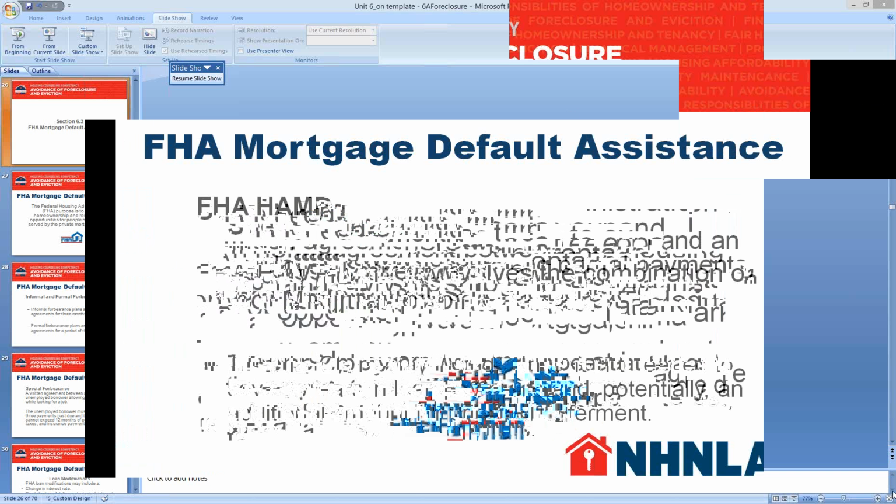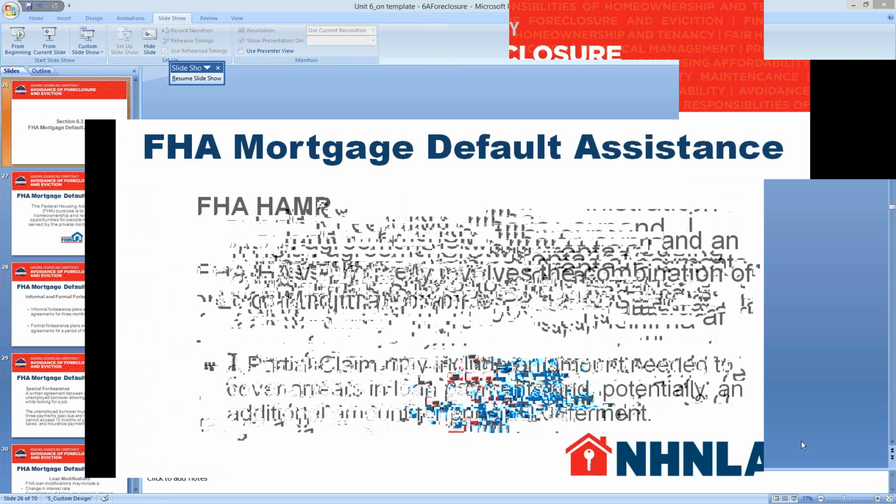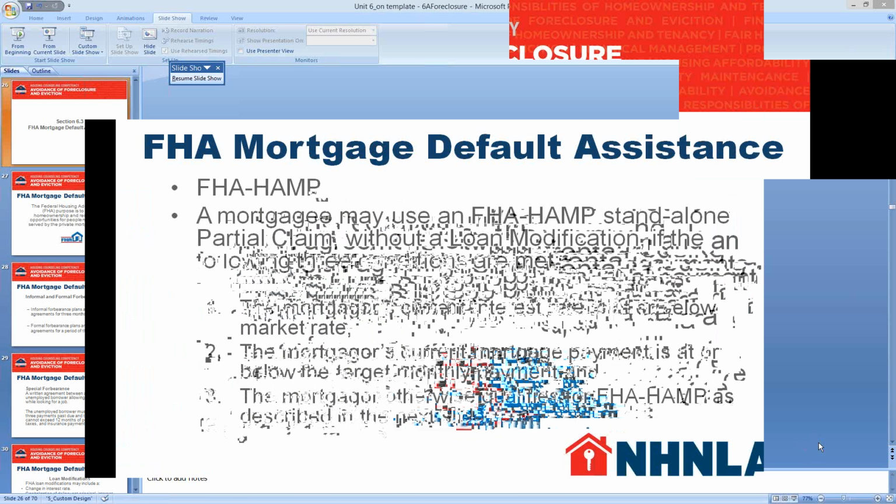On the previous slide, we said they don't allow principal reduction, which is true, but they will allow for principal deferment. That means putting the principal amount on as a second mortgage, so it's not due and payable until the first mortgage is paid off, and that makes the mortgage a little more affordable. With the FHA HAMP program, a mortgagee may use the standalone partial claim without the loan mod only if the following conditions are met.